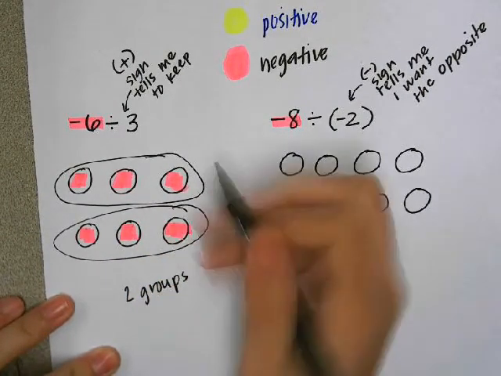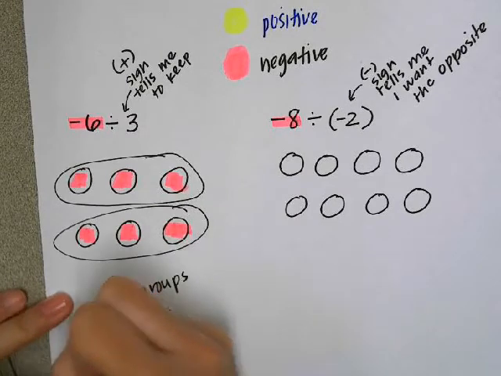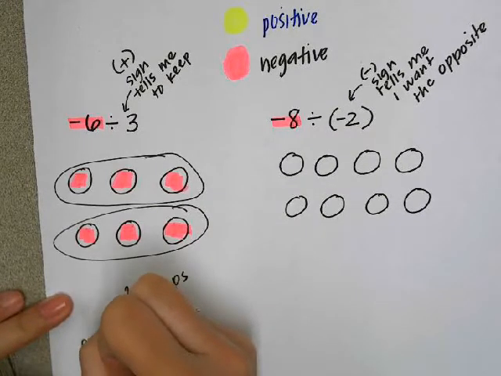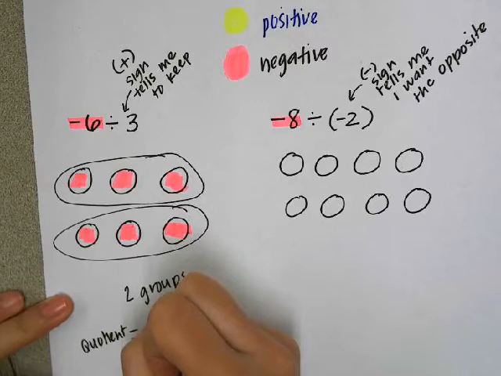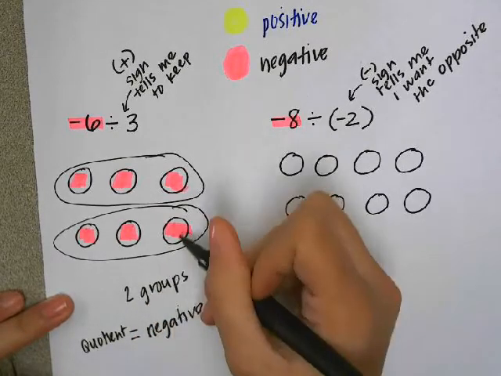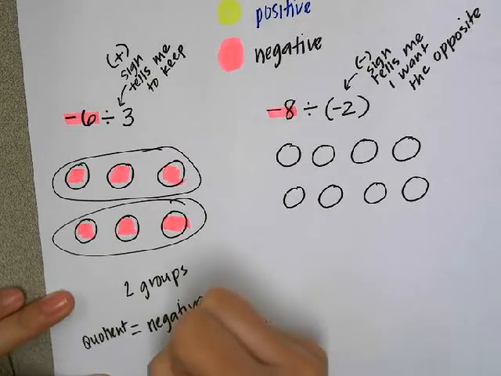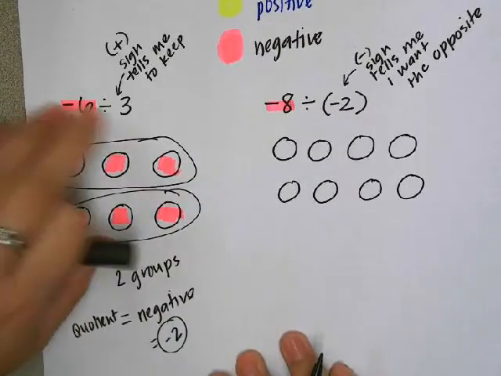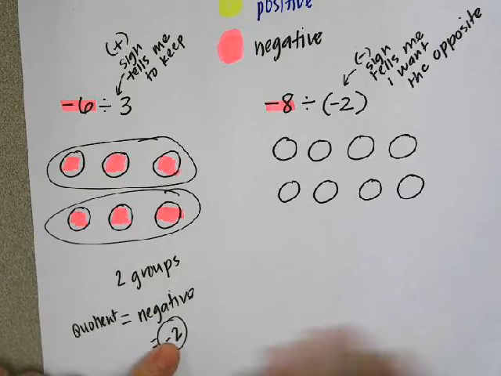but they're pink. So my answer, my quotient, is a negative because it's pink, so it equals -2. -6 divided by 3 is -2.